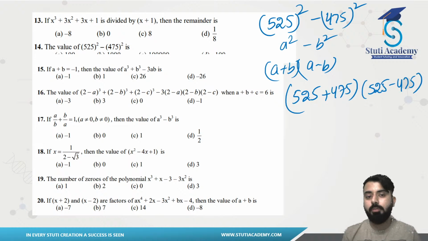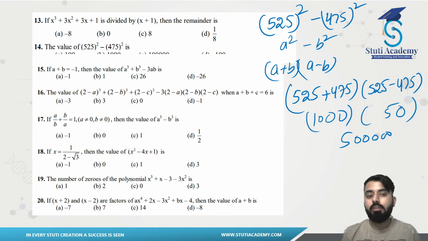You see, if you add this, that will be 1000, multiplied with 50, and that will be 4 zeros. It will be 50,000. So your answer will most probably be 50,000.